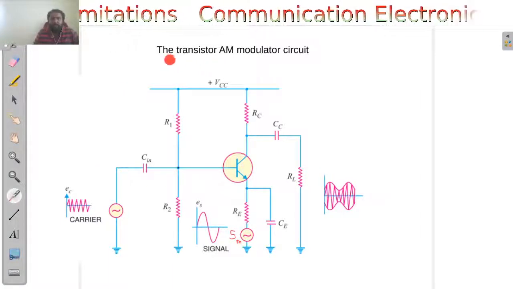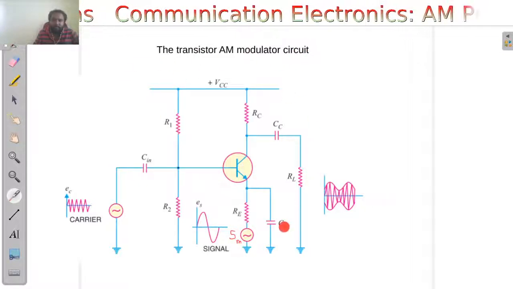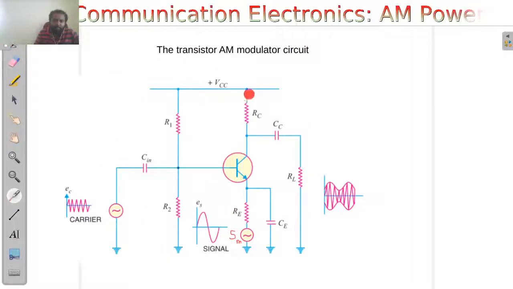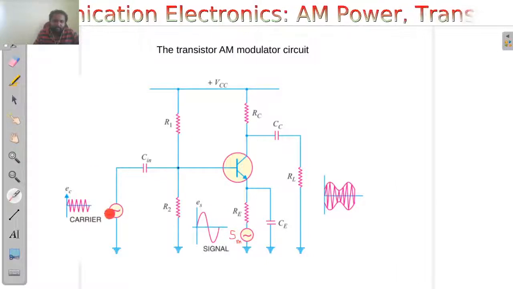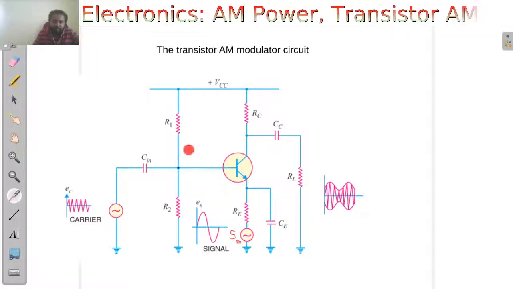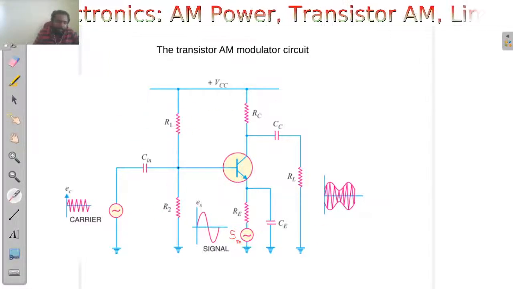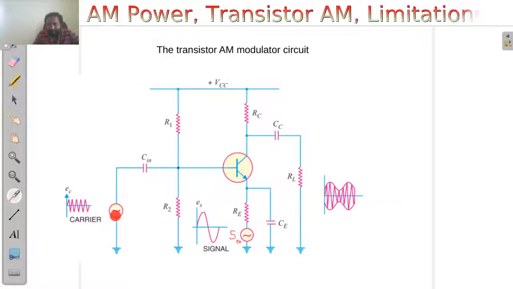Let us see the transistor AM modulator circuit. This circuit is essentially a single stage common emitter amplifier. Just neglect the terms SM and the carrier, then it's just a single stage common emitter amplifier with a voltage divider bias. The signal that we are going to amplify is the carrier signal.